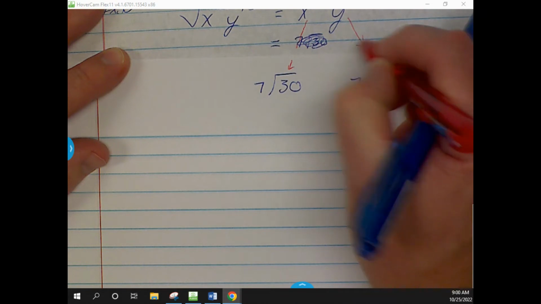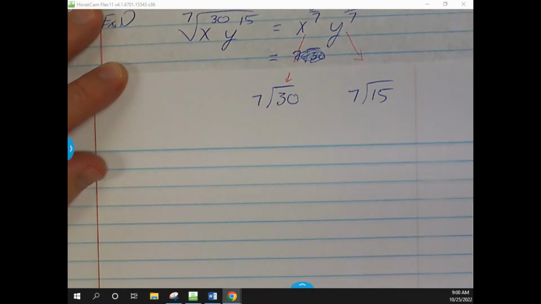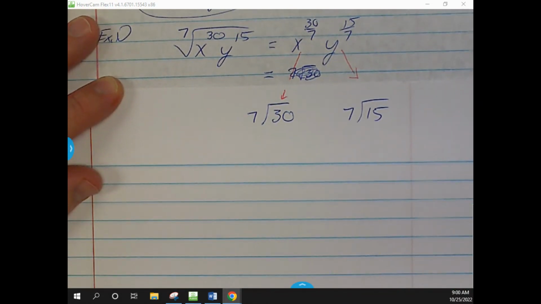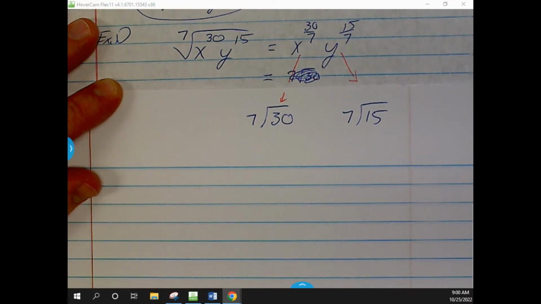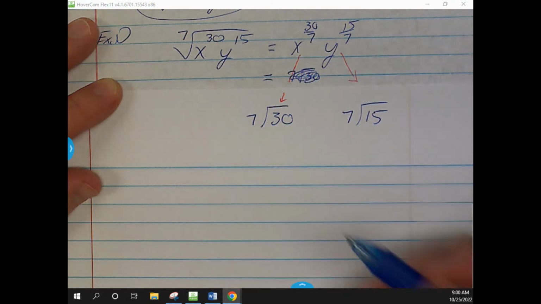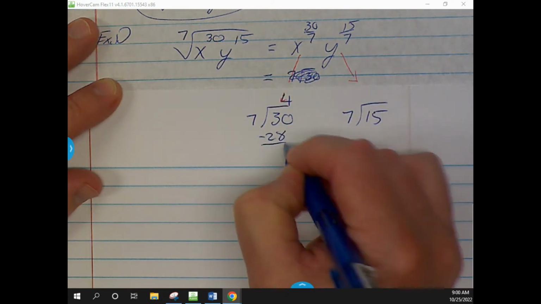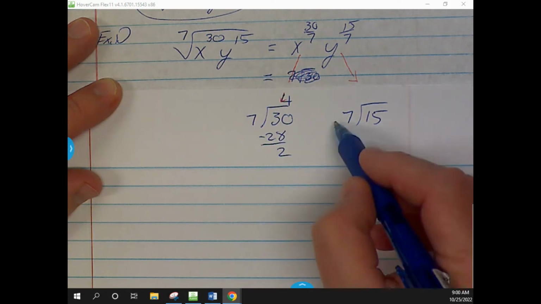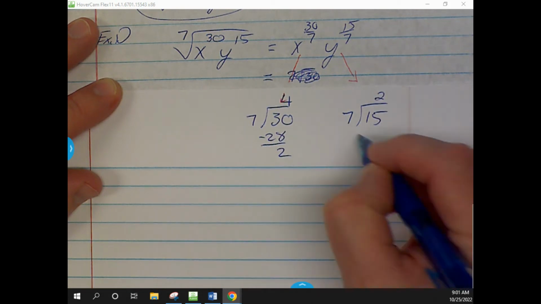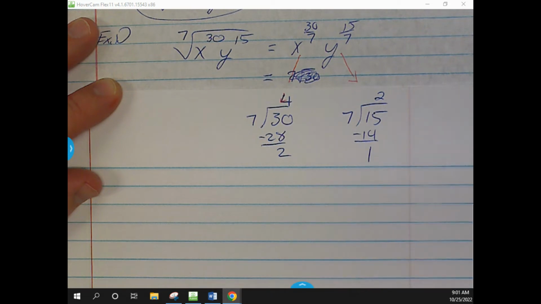Just read it. So if we have something like this, for x it's 30 over 7, and for y it's 15 over 7. So we're going to take 7 and divide it into 30, which goes 4 times with 2 left over. 7 goes into 15 2 times with 1 left over.